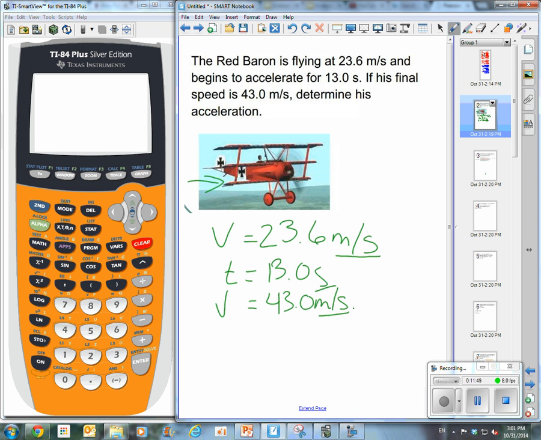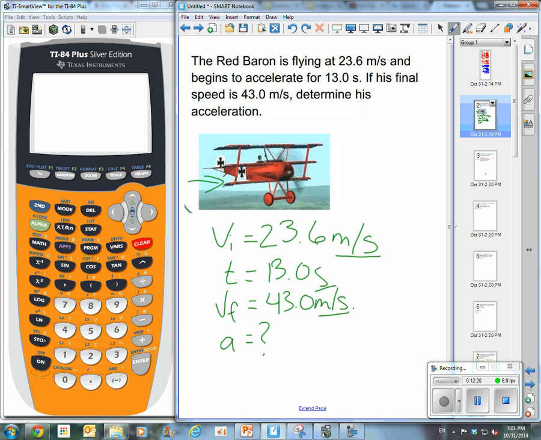I have 2 velocities, so I have to differentiate between which one is the initial velocity and which one is the final velocity. So I'm going to read the question. The Red Baron is flying at 23.6 meters per second, begins to accelerate for 13.0 seconds. If his final speed is 43.0 meters per second, determine the acceleration. Well, it says his final speed, so this must be the final. The previous one of 23.6 must be the initial velocity. The question is now asking me for what I don't know, which is the acceleration.